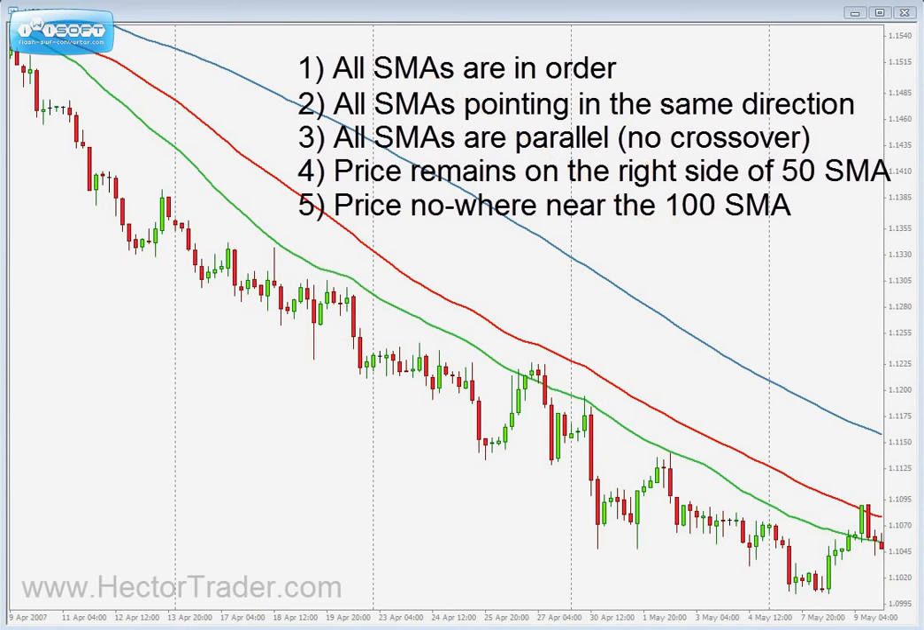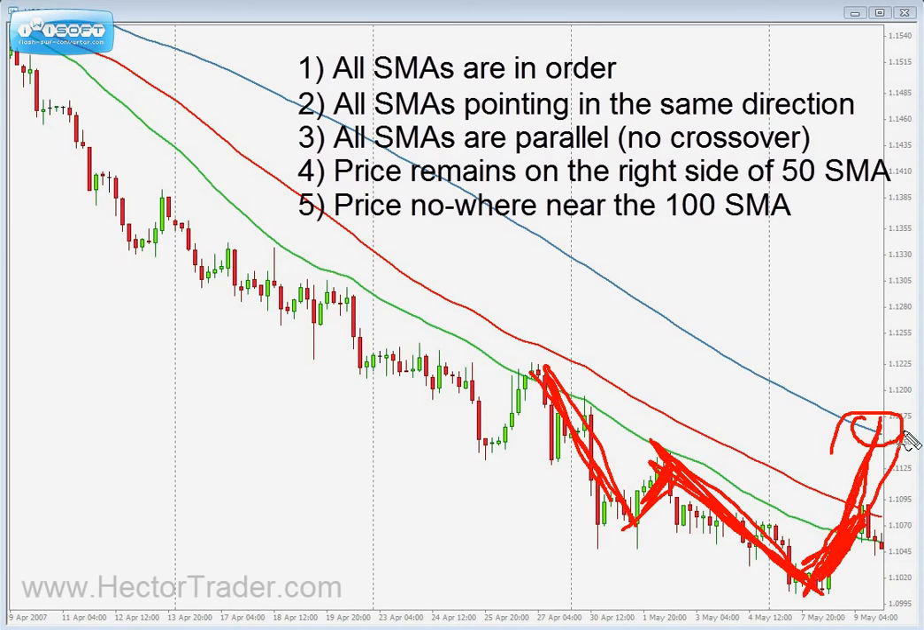You always want the impulse part of the swing to be much larger than the retracement part. You have a nice long thrust in the direction of the trend, and small pullbacks are all right. If we were to reach the 100, as you can see, the pullback would have been way too deep. The pullback would take quite a deep bite into the trend, and that usually is a signal, an early indication that the trend is actually weakening.